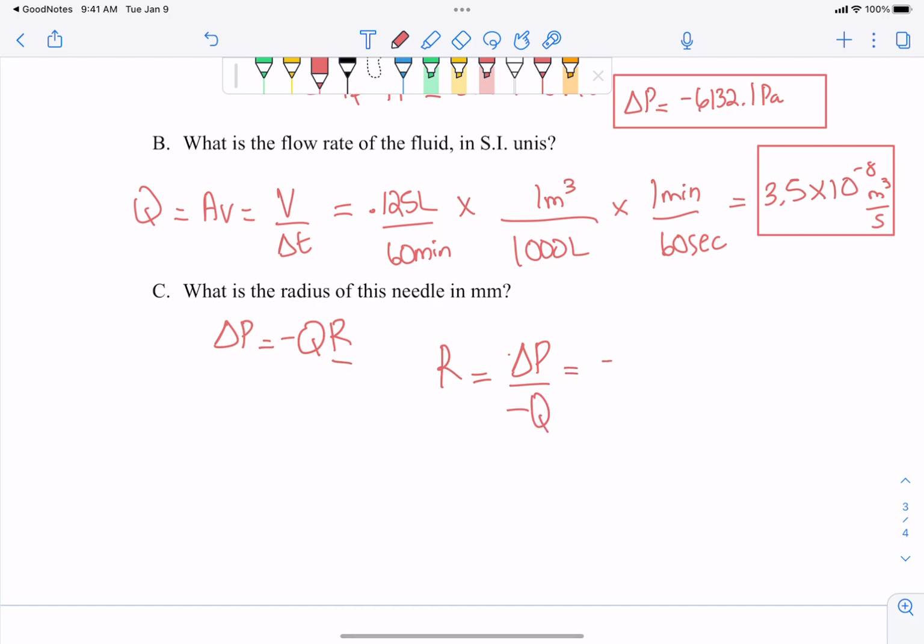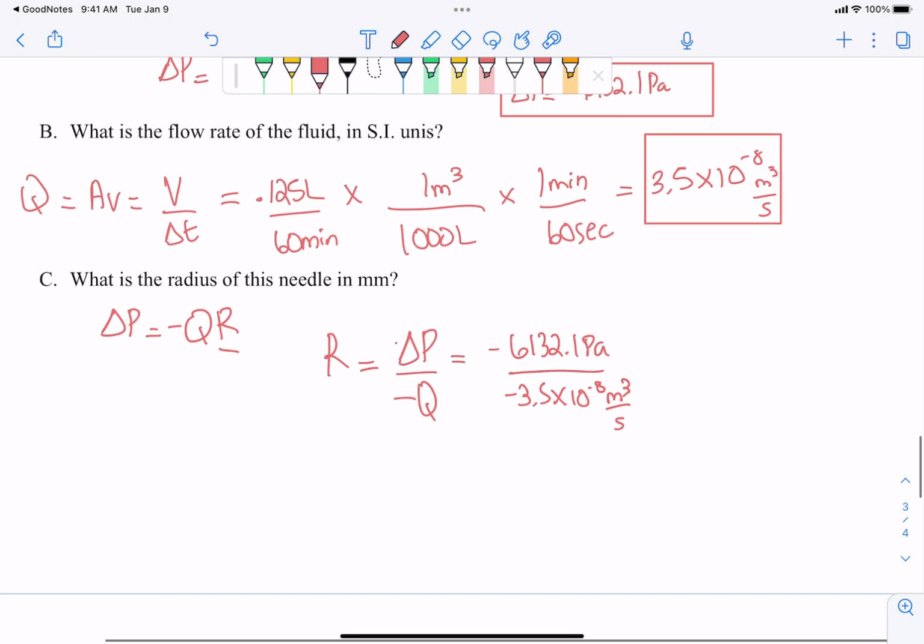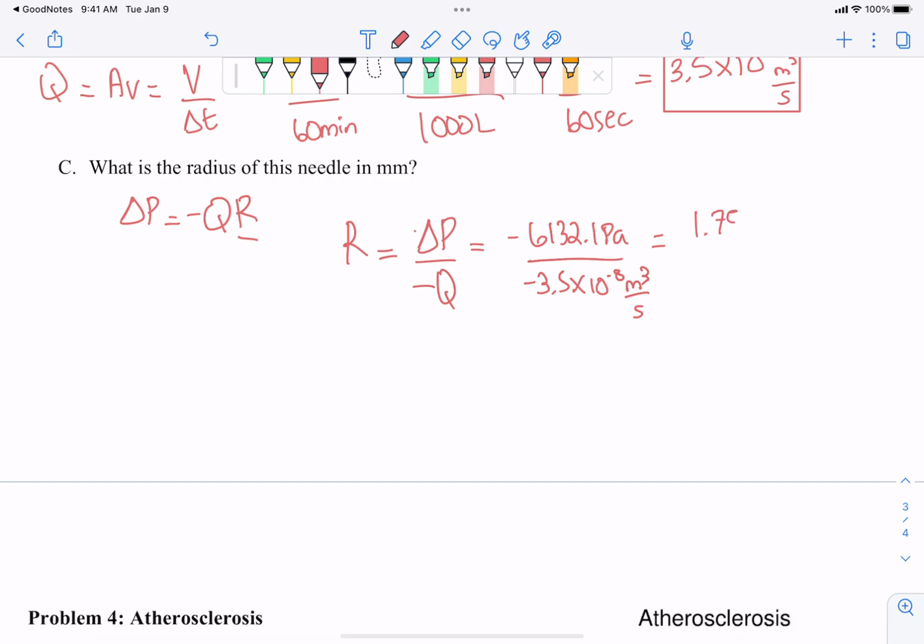So it should be negative 6,132.1 pascals over the negative 3.5 times 10 to the negative 8 meters cubed per second, right? And I believe that should give us our resistance value there. So negative 3.5, right? Yeah, that should give us around 1.75 times 10 to the 11th. And that's, what is it? Pascal seconds per meter cubed.